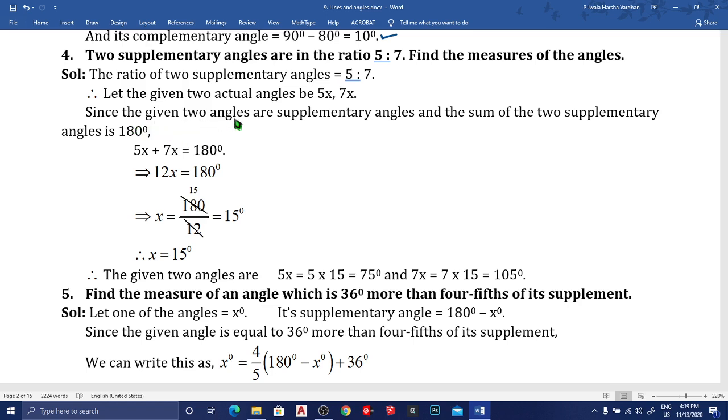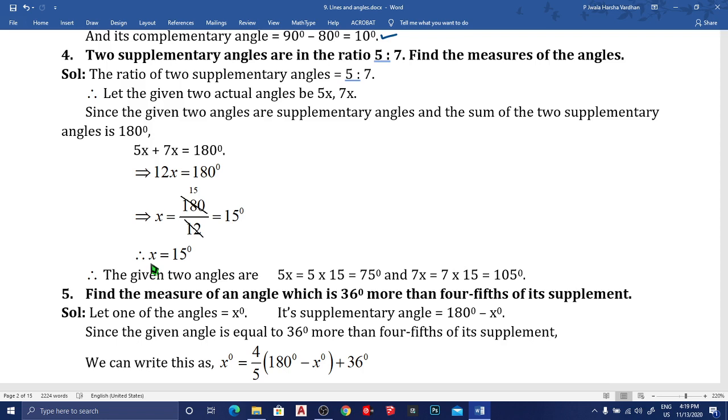You know the property of supplementary angles. Since the given two angles are supplementary and the sum of two supplementary angles is 180 degrees, you can write 5x plus 7x is equal to 180 degrees. Now 5 plus 7 is 12, so 12x is equal to 180, then x is equal to 180 by 12, which is 15 degrees. 12 ones are 12, 6 is the remainder, 60, 12 fives are 60, so 15.